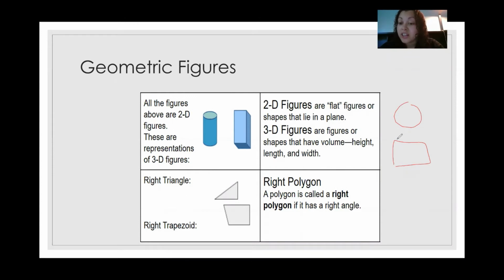A 3D figure indicates that there is some sort of volume. So instead of a circle, you might have a ball. Instead of a square, instead of a piece of paper, you might have an actual box.